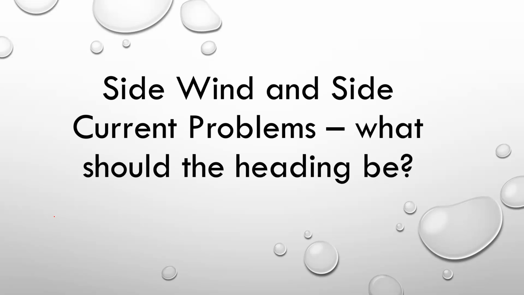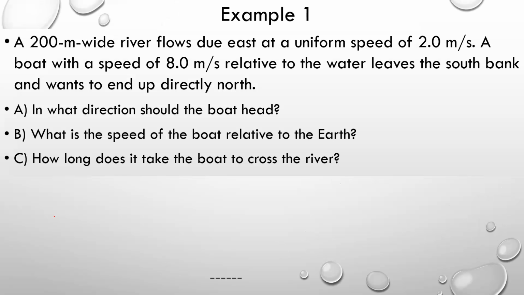So here's what I mean. Here I have a few examples. Example 1 is a 200-meter wide river that flows due east at a uniform speed of 2 meters per second. A boat with a speed of 8 meters per second relative to the water leaves the south bank and wants to end up directly north. So we want to see in what direction the boat should head, what the speed of the boat is relative to the earth, and how long it takes the boat to cross the river.